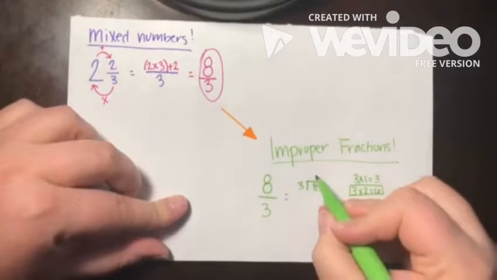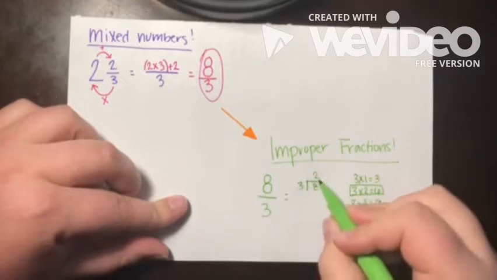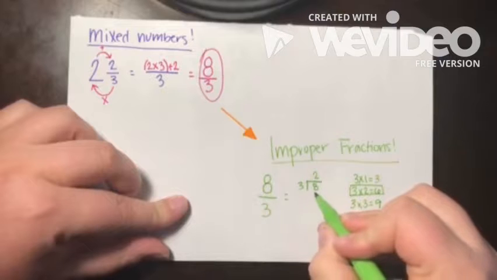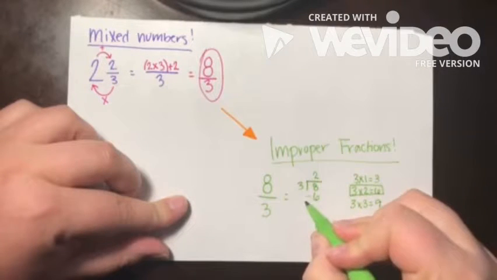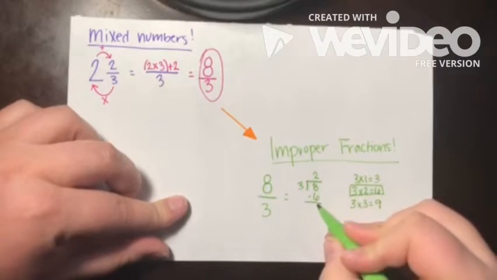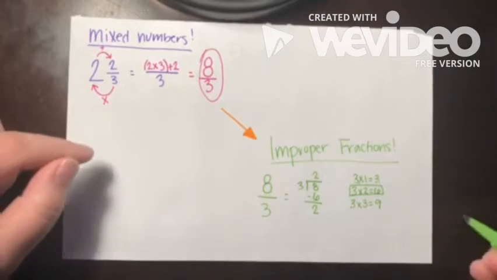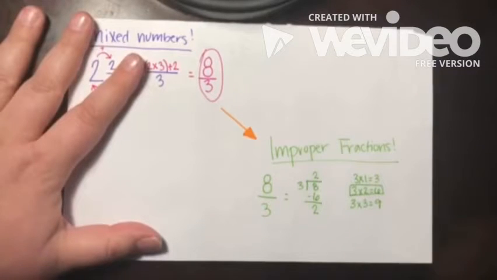Now, it goes into 8 2 times. We know that 3 times 2 is going to be 6, like we showed over here. So we're going to put a 6 down here and subtract 6 from 8. And that's going to get us 2, right? So we have 2 remainder 2.